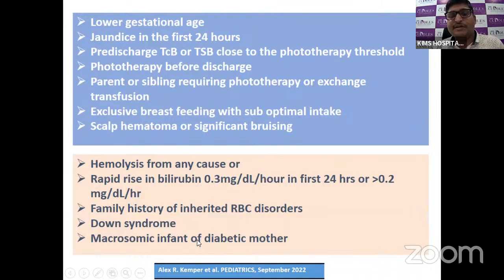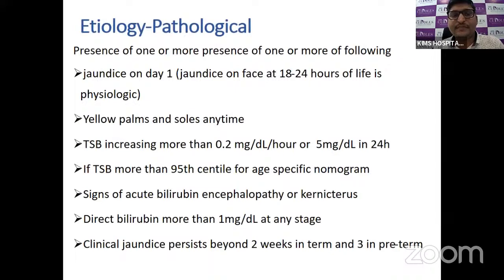Okay, these are the others: any hemolytic disease can also further exacerbate it, and hemolytic disease itself is one of the etiologies, or risk factors, for the aggravation of the jaundice. So when it comes to pathological jaundice, we can consider it pathologic when one or more of the following are present: jaundice on day 1 of life, yellow palms and soles anytime. These are the clinical signs, and some lab findings: total serum bilirubin increasing more than 0.2 milligram per deciliter per hour, or more than 5 milligram per deciliter per 24 hours after the first 24 hours, and within the first 24 hours, more than 0.3 milligram per deciliter per hour.